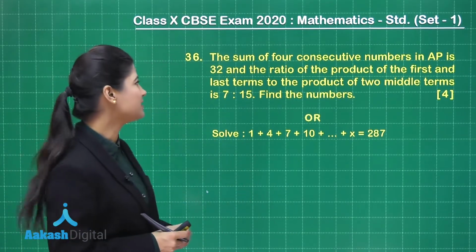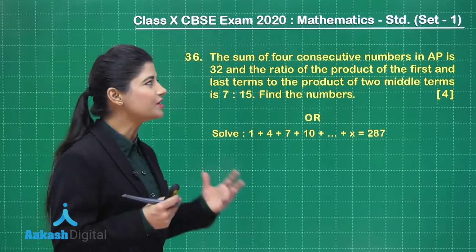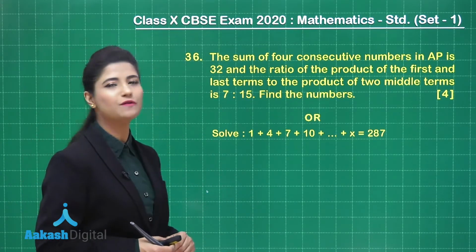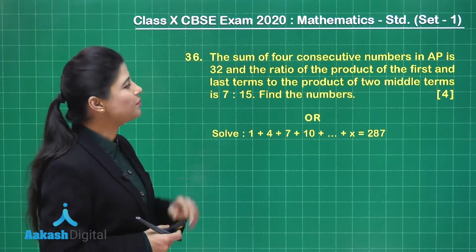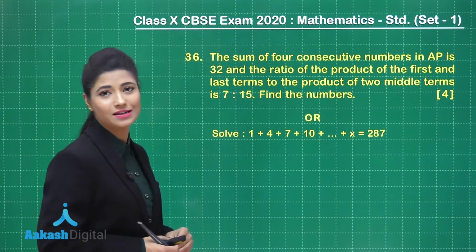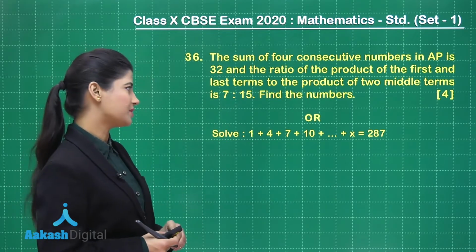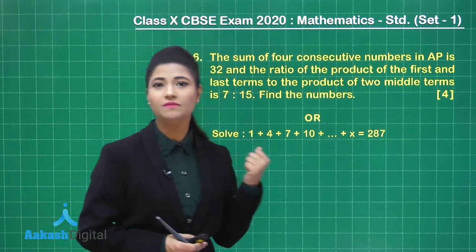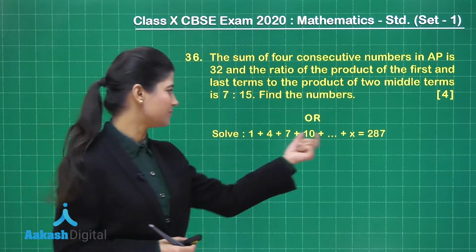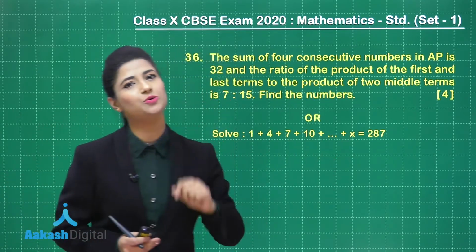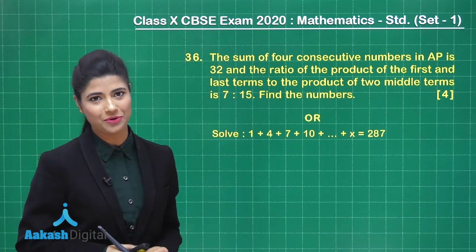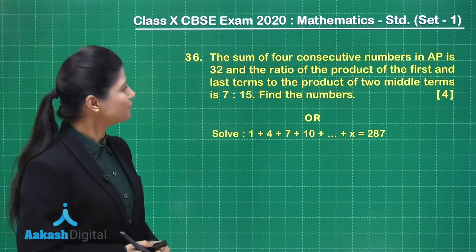In the first choice, it states that the sum of 4 consecutive numbers in AP is 32 and ratio of the product of the first and last to the product of the 2 middle terms is 7:15. Find the numbers. And in the second choice, you have been provided with an equation where you need to solve this. That means here we have a known quantity x that needs to be determined. So both these questions are from the chapter Arithmetic Progression. So let's proceed with the first choice.